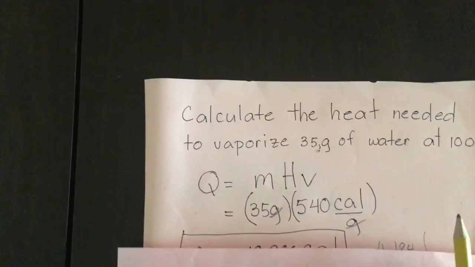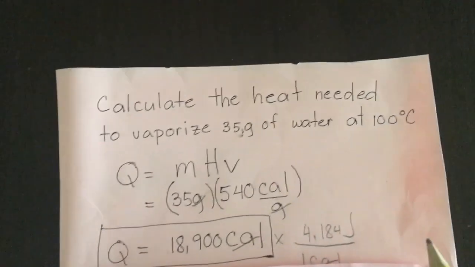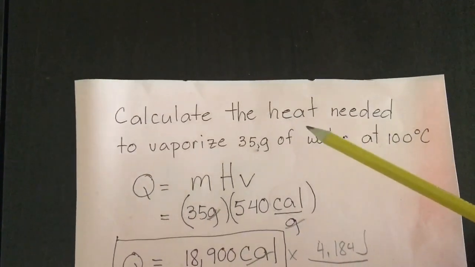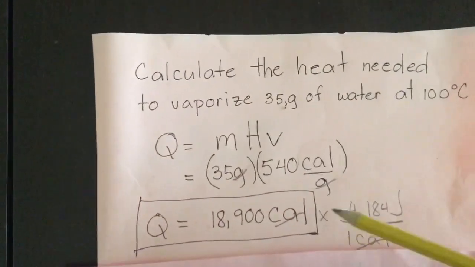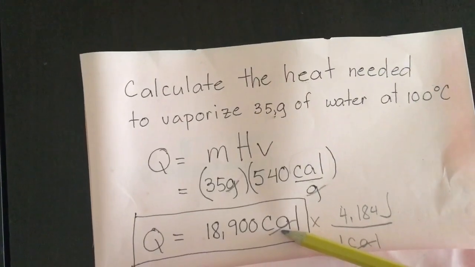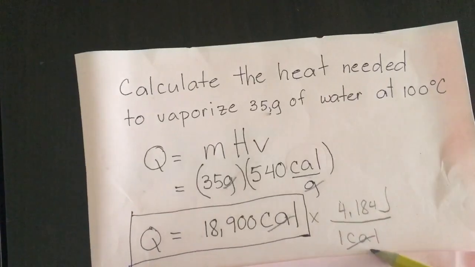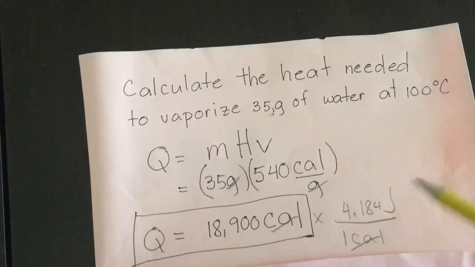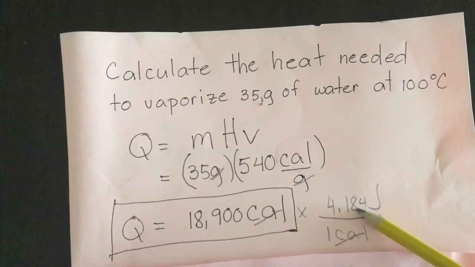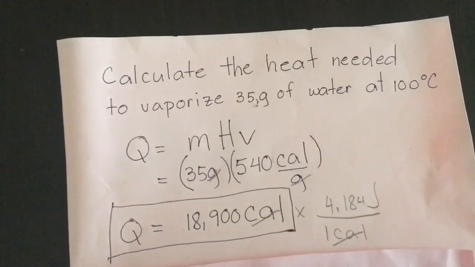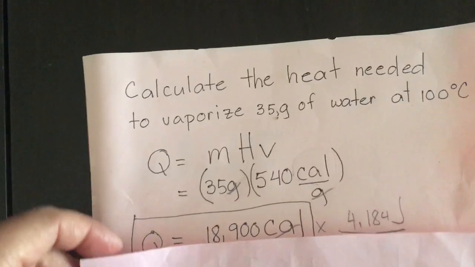That would be equal to 18,900 calories. Now, the problem is not really specific whether or not to calculate the heat in calories or in joules. So your answer would be either way. If your answer is in calories, that's fine. If you want it in joules, you just simply multiply it by 4.184 joules per 1 calorie. Calories cancel out, and you get your answer in joules.